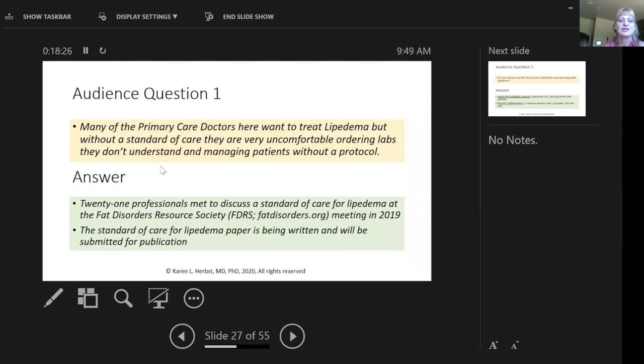So 21 professionals met to discuss a standard of care for lipedema at the Fat Disorders Resource Society meeting in 2019. And the standard of care for lipedema paper is being written as we speak, and we are going to be submitting it for publication. We're also going to generate additional educational materials on a website and other much longer, extensive brochures. Because you can imagine, you can't put everything you want to put into a single paper online.